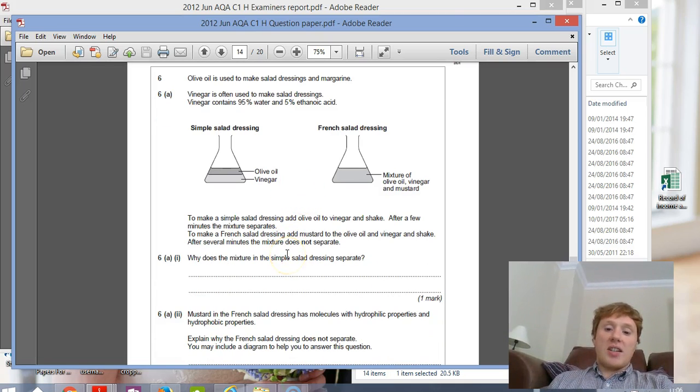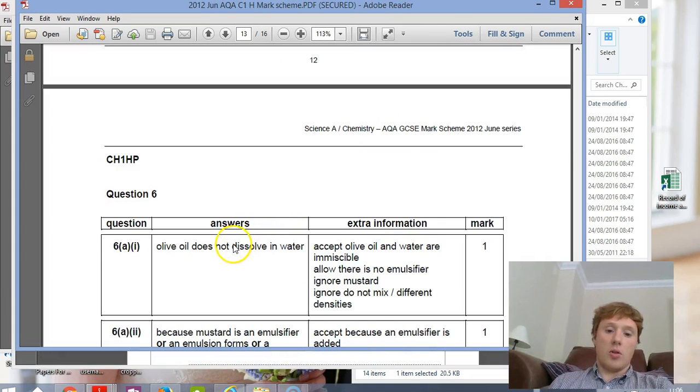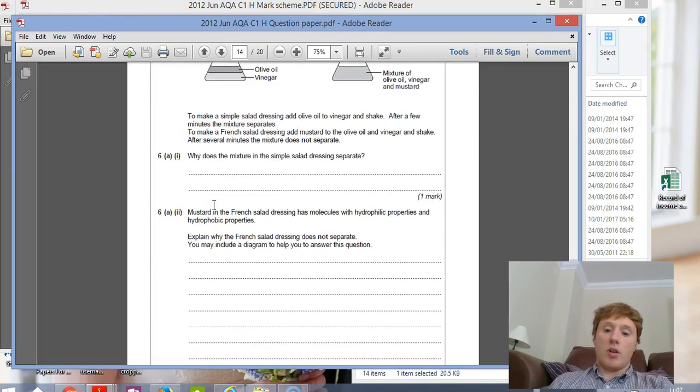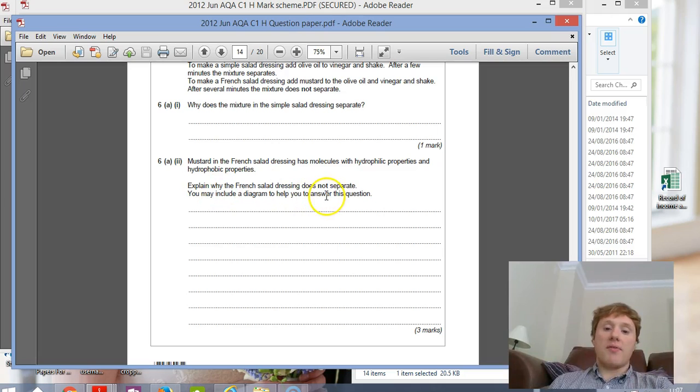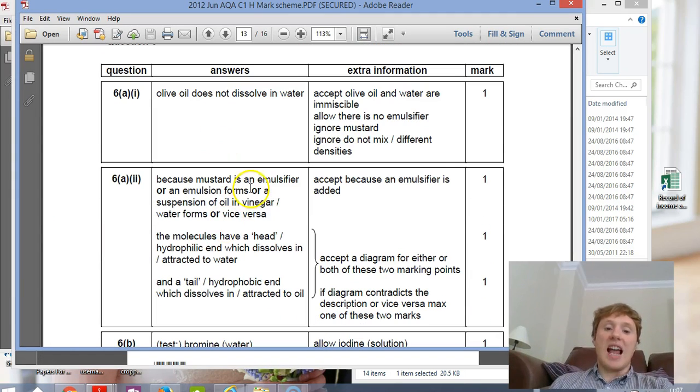Why does the mixture and salad dressing separate? Off you go. Because oil and water doesn't mix, or they're immiscible, which is a word for doesn't mix. 3 marks. Why is French salad dressing not separate? Mustard has hydrophilic properties and hydrophobic. You may include a diagram to help you answer this question. Off you go. So, mustard is an emulsifier, or forms of emulsion. The molecules have a head which dissolves in water and a tail that dissolves in oil.